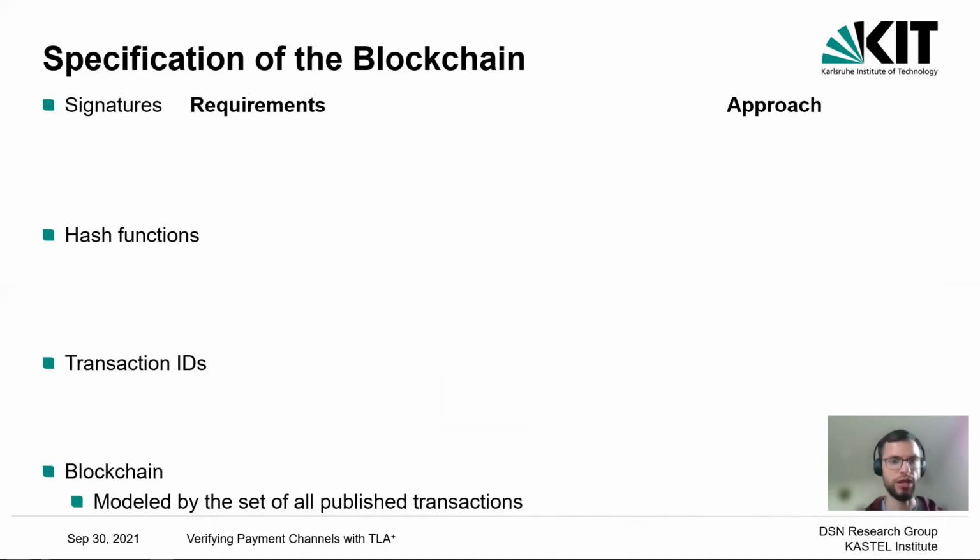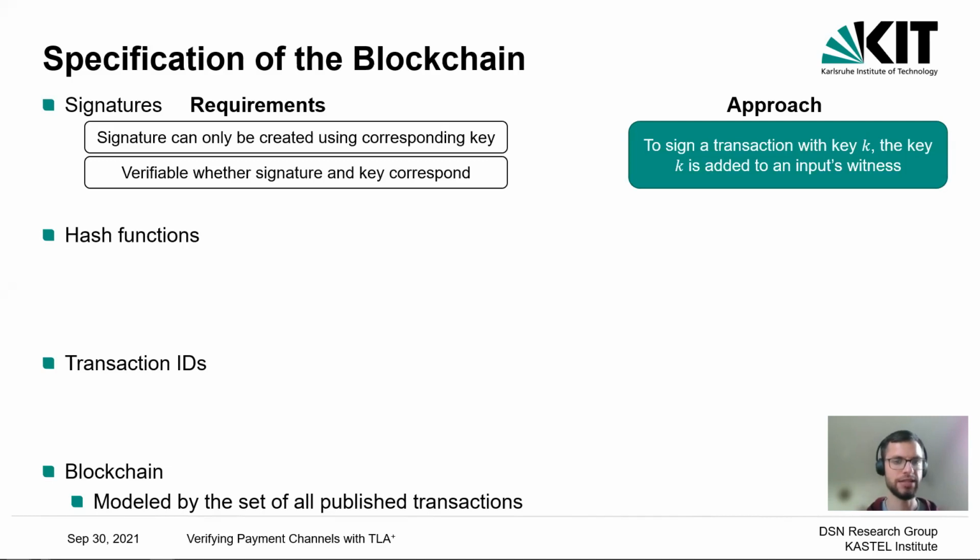So for signatures, we have the requirements that a signature can only be created using the corresponding key. And we want it to be easy to verify whether a signature and a key correspond. So the approach that we use to specify this is that to sign a transaction with the key K, you simply add the key K to an input's witness. So it's like an offline signature. You simply put your name. And here in this specification, you put the whole key in it.